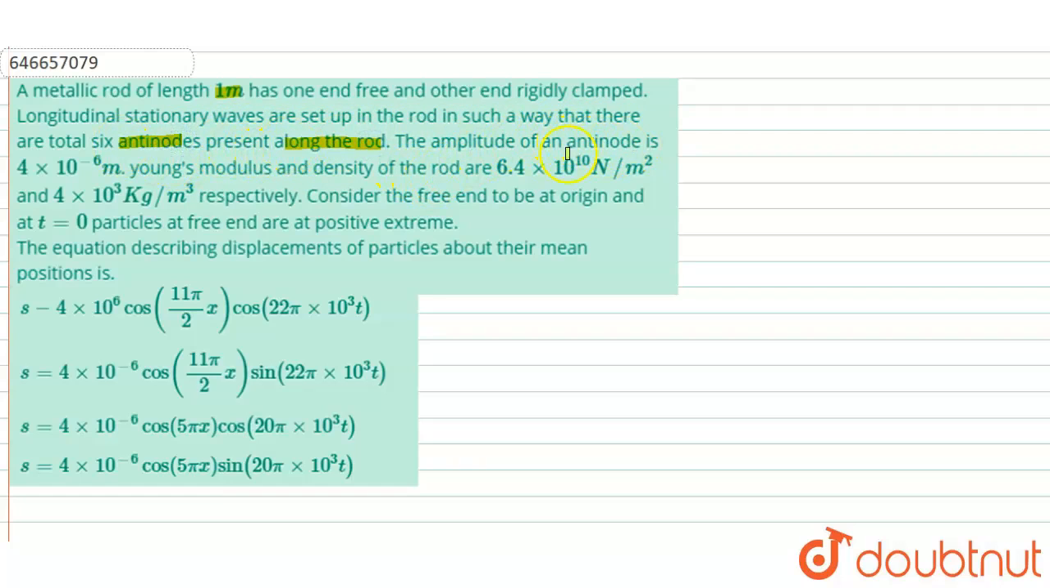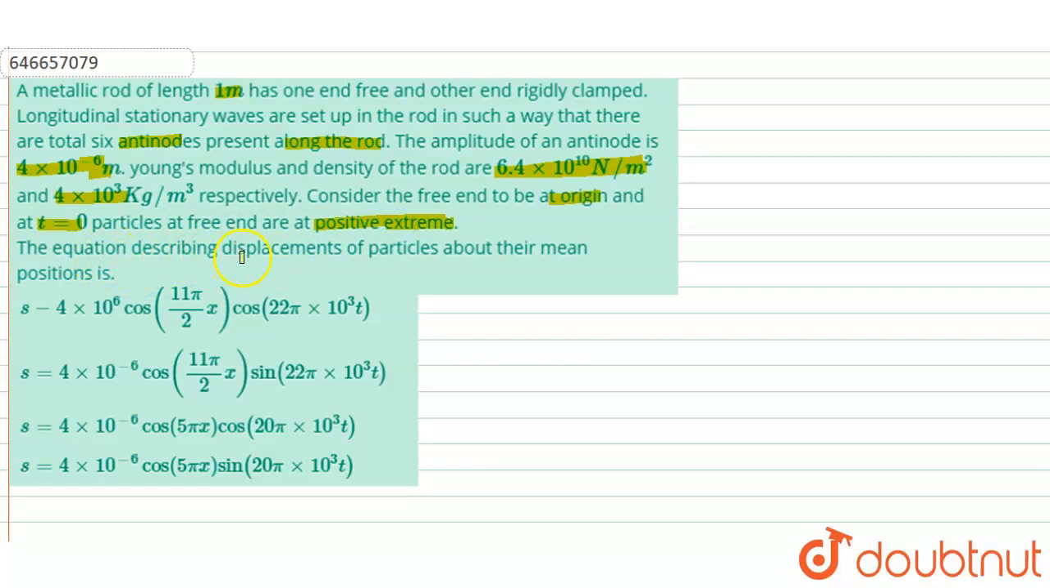The amplitude of the antinode is 4 into 10 raised to the power minus 6 meters. Young's modulus and the density of the rod are 6.4 into 10 to the power 10 Newton per meter square and 4000 kg per meter cube respectively. Consider the free end to be at the origin, and at t equals 0 the particles at the free end are at their positive extremes.